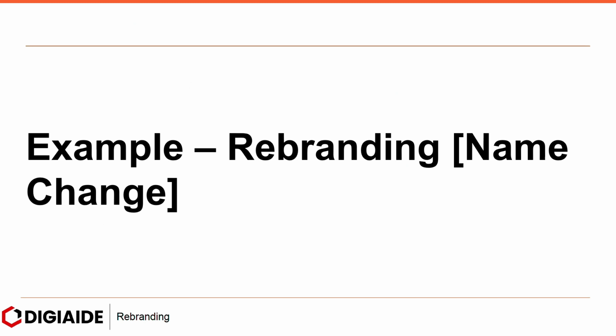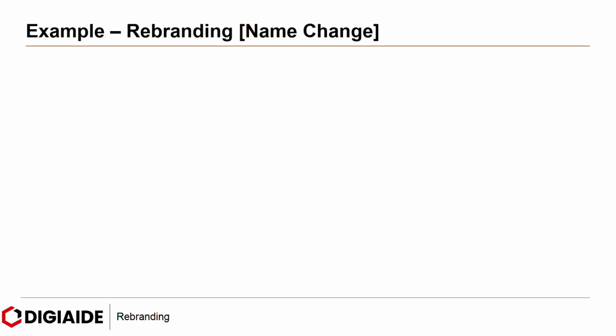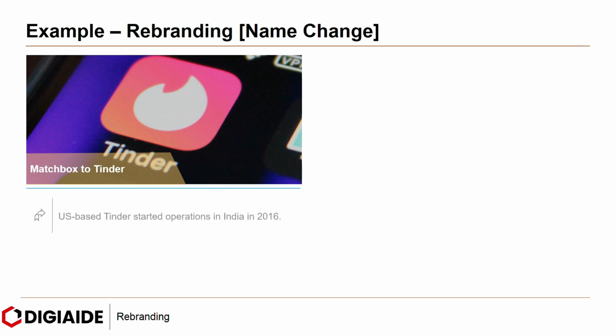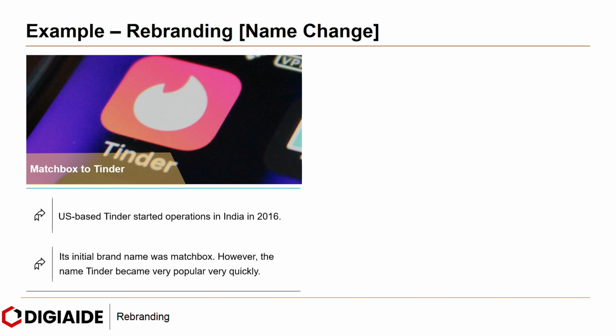Moving on to examples of brands that have changed their name. First, Matchbox to Tinder. US-based Tinder started operations in India in 2016. Its initial brand name was Matchbox. However, the name Tinder became very popular very quickly.